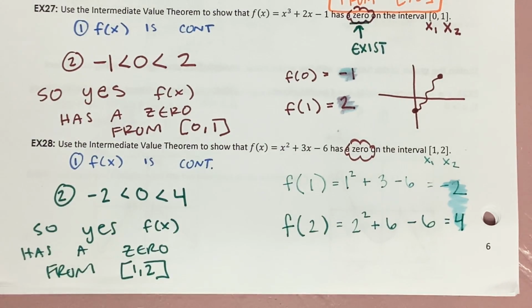So notice I'm not actually figuring out what the 0 is. I'm just saying it's there. It's an existence theorem. It just gives you a way to say that it is there and it exists. So 2 things you have to show: continuous, and the point you're trying to prove is between your y values. So that's what it says up here on the poster too. F is continuous, K is between f of A and f of B, and then you can say the point exists. Are you good for IVT?